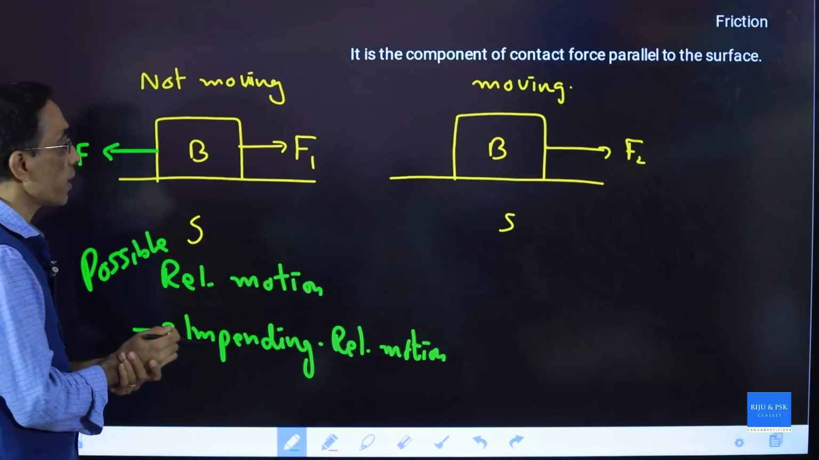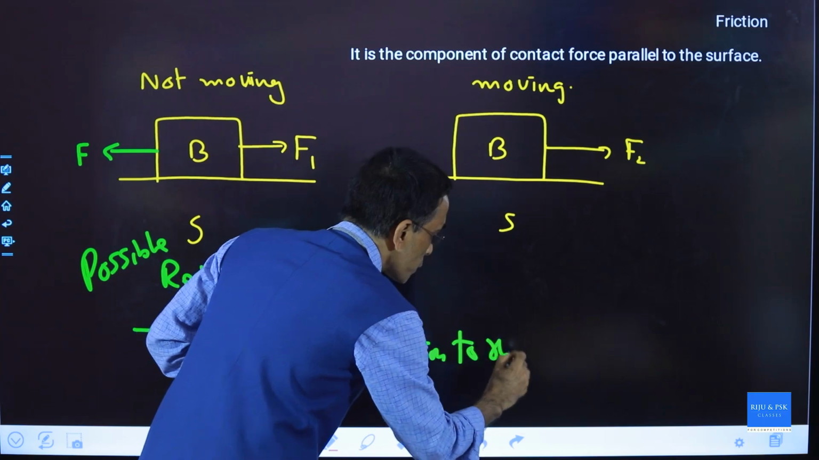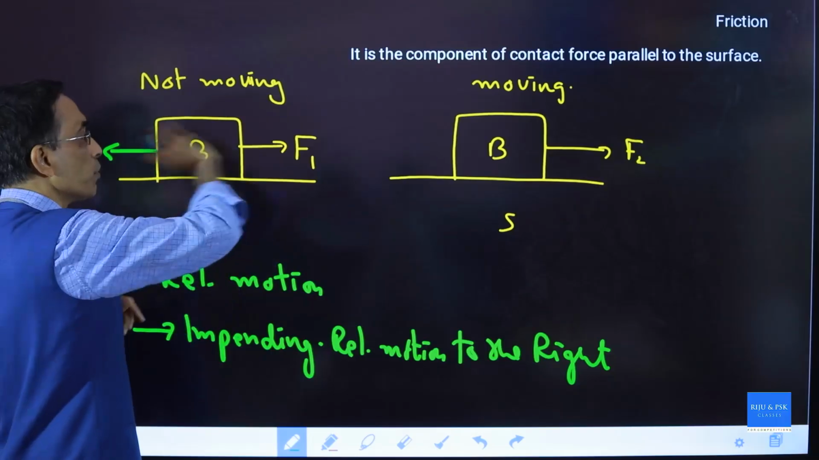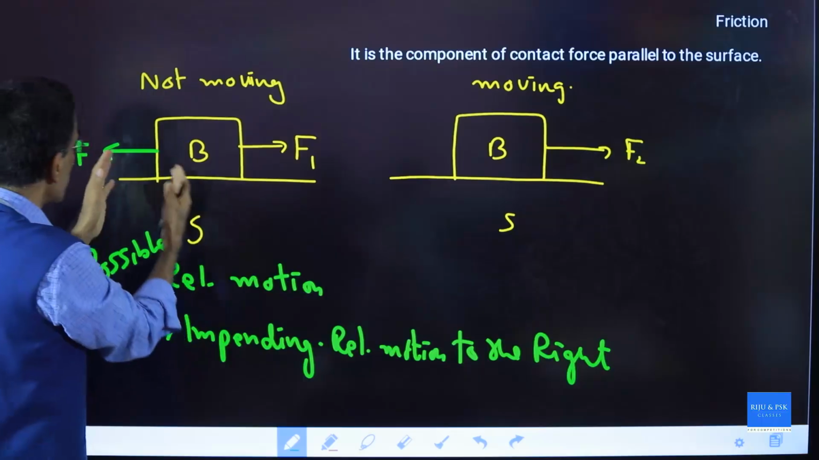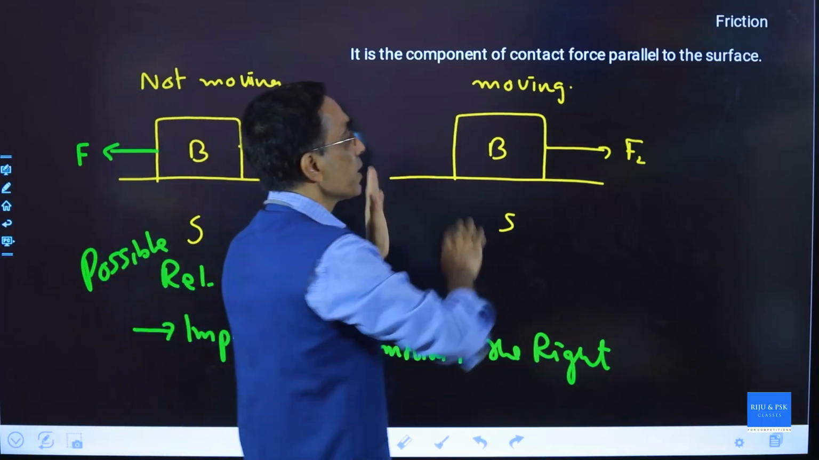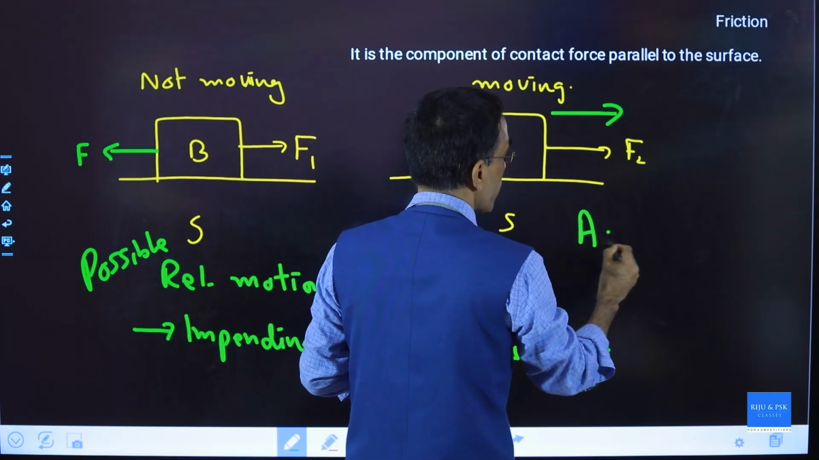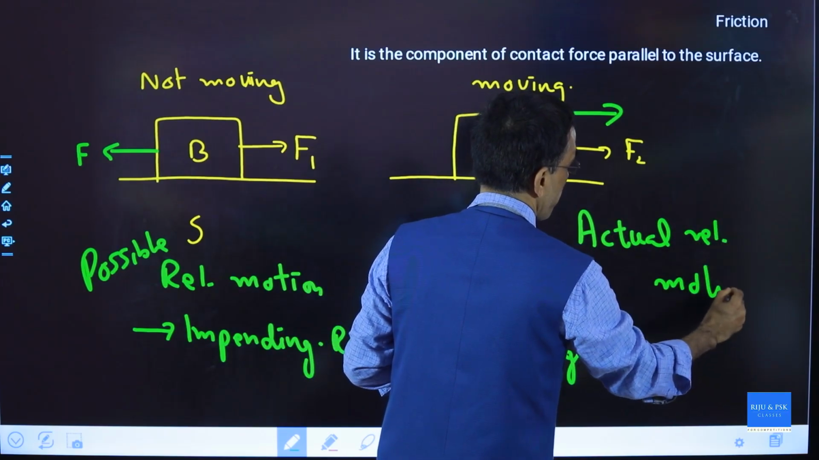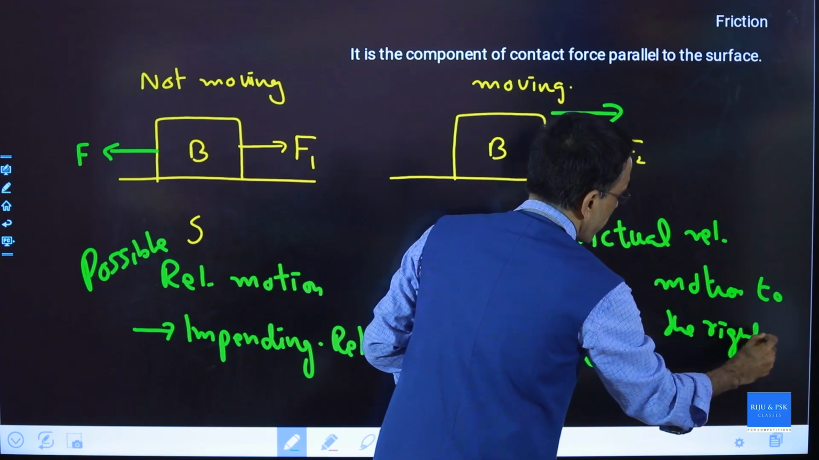And what is the direction of this impending relative motion? B will move to the right with respect to S. Due to the force applied, B has a tendency to move to the right side, but because of some force, it is not happening. That is why it is not moving. But in this other case, there is a force acting and it is moving in this direction. So, there is an actual relative motion to the right.